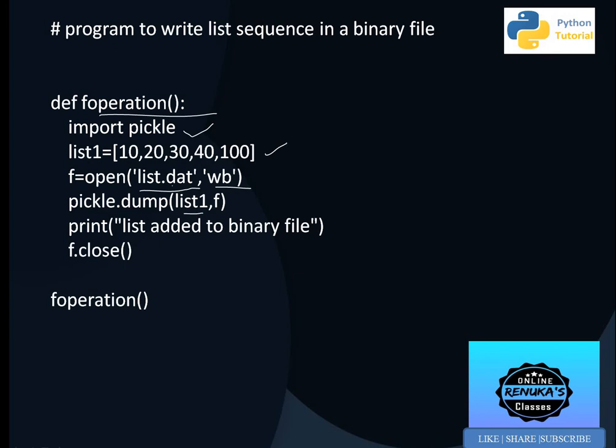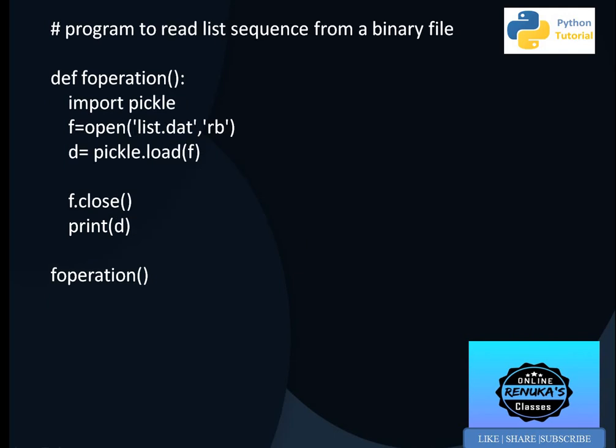And after that we are printing a message. Why are we printing the message? Because when the list is written in the file, it is not visible. We have to open the file to see it. So we are displaying a message to confirm that the list has been added to the binary file. So this is how we can write a list sequence.